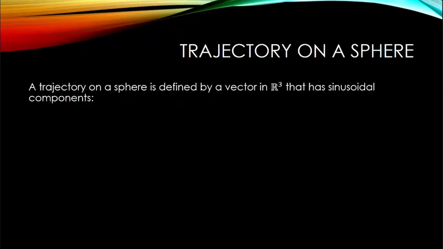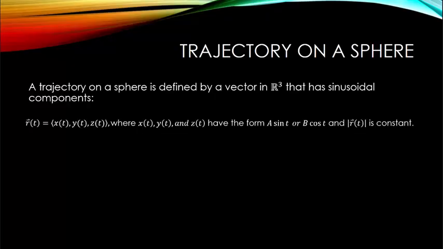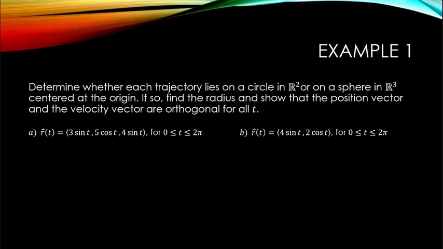values of t. If I have a trajectory that's on a sphere, it will be defined by a vector in R3 that will have sinusoidal components. So the vector r of t, which is given by the components x of t, y of t, z of t, where x of t, y of t, and z of t have the form a times sine t or b times cosine t, and I have to have the magnitude of my position vector be constant. So let's work an example.